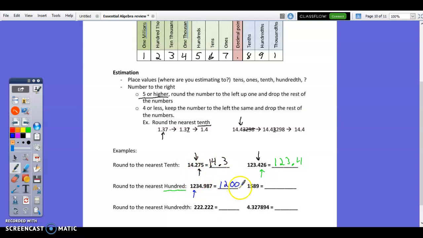So this becomes 1, 2, and the rest become zeros. I don't need to put the decimal with all those other zeros, but I do if it's a whole number. So that 3 and that 4 become 0. This number rounded to the nearest 100 would be 1,200. I can put a comma there if I want.